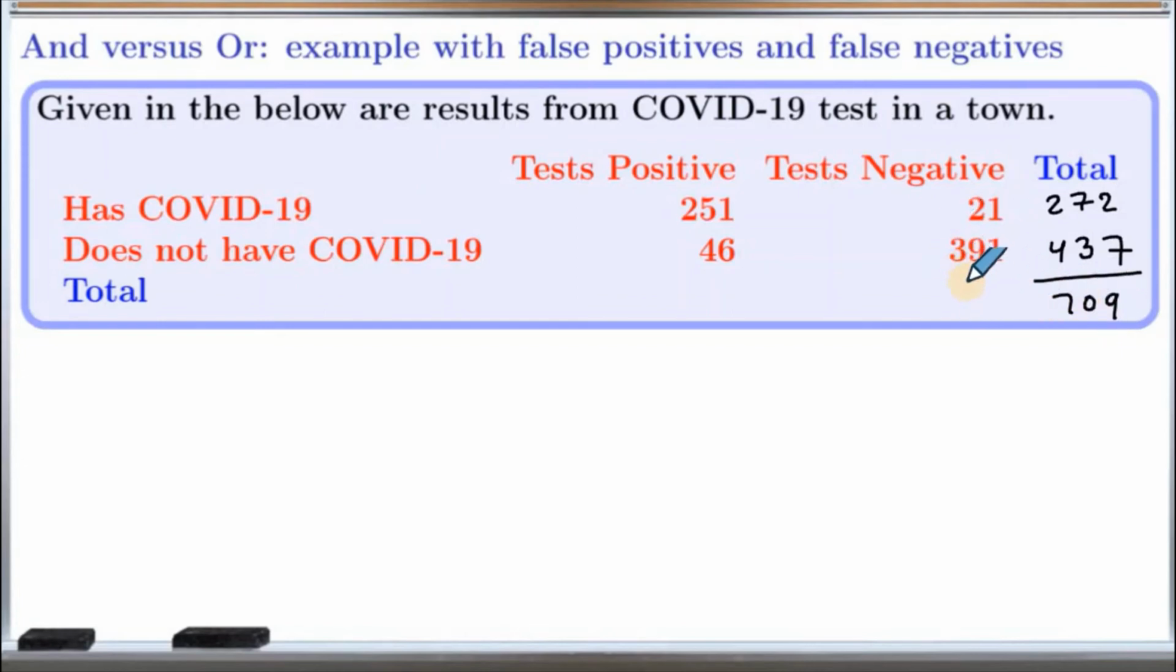Now let's look over here. So let's add 21 plus 391, that will be 412. So again over here, let's add these two numbers. So 251 plus 46 is 297.